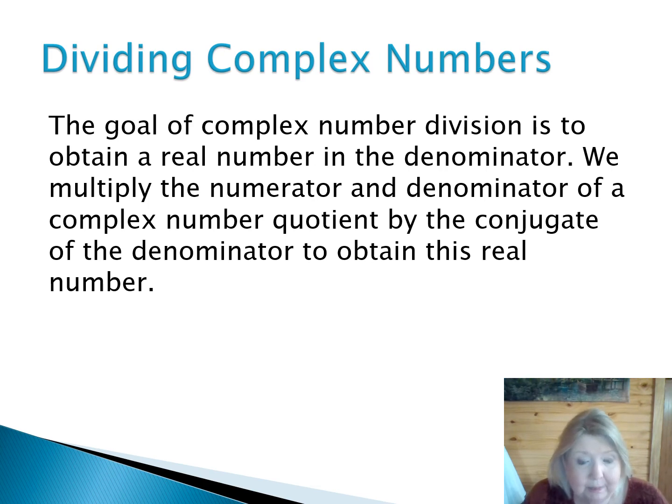Now that you know what a complex conjugate is, let's talk about division. The goal of complex number division is to obtain a real number in the denominator. We do not want any imaginary units showing up in the denominator. So to do that, we're going to multiply numerator and denominator by the conjugate of the denominator, because the conjugate pairs is the difference of squares, and we just saw that that's going to be a real number.